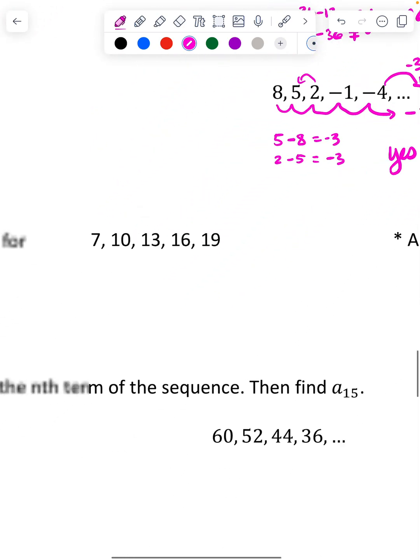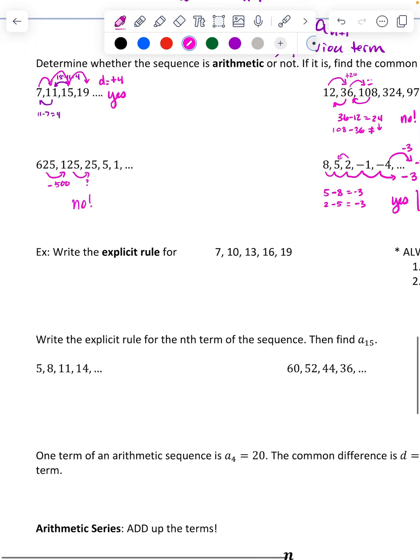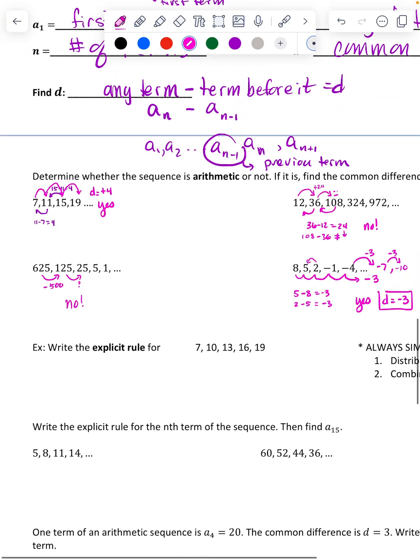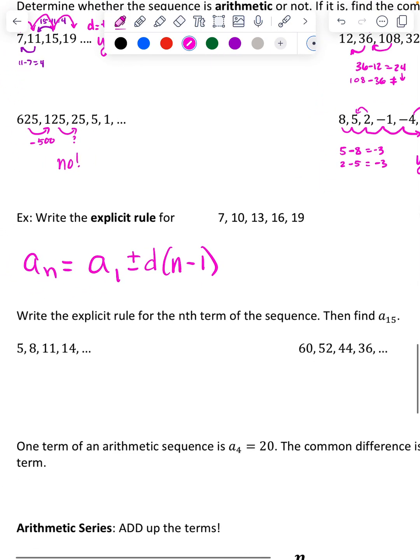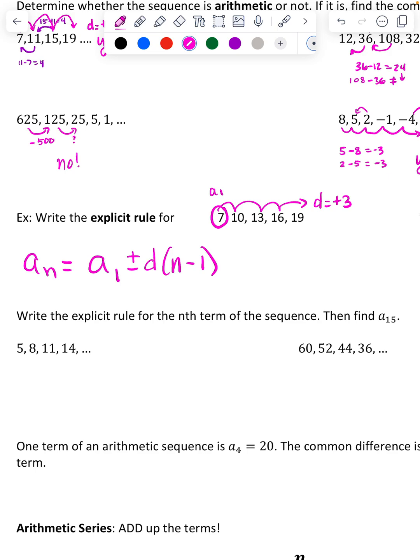So what we're going to learn how to do is, how do I write the rule for that? Now the formulas were up here. I'm going to copy the one that I use the most. A sub n is going to equal the first term. Then you're going to add or subtract that common difference, n minus 1 times. So in this sequence they gave me, first of all, I can see by looking at it that the common difference is going up by 3. This is my first term.